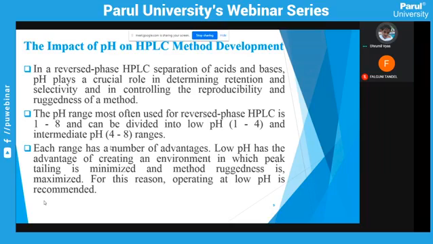advantages. Low pH has the advantage of creating an environment in which peak tailing is minimized and method ruggedness is maximized. So it is recommended to use low pH.